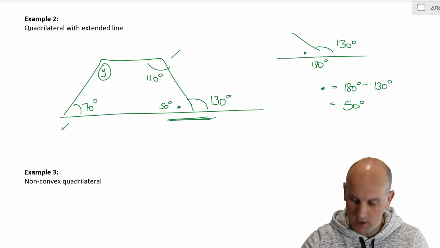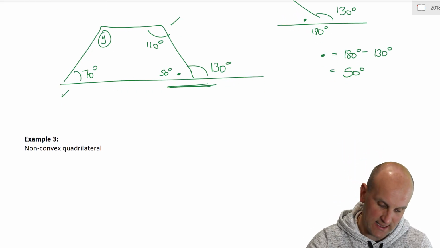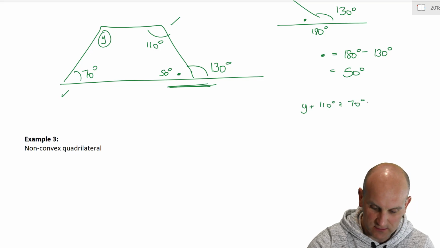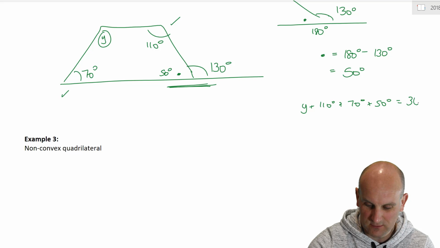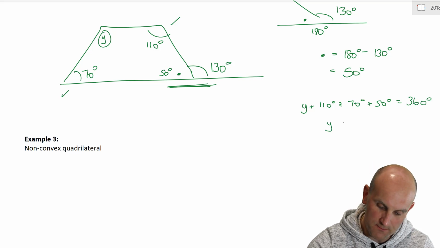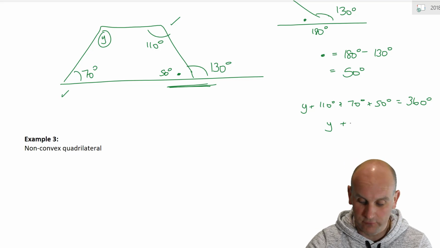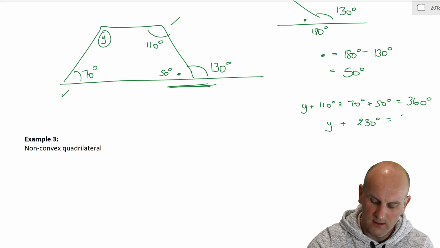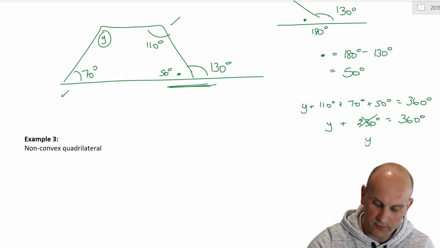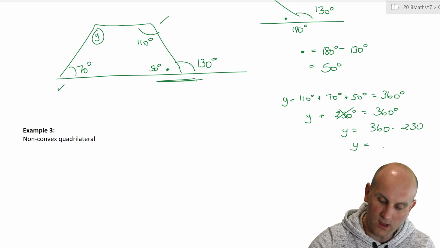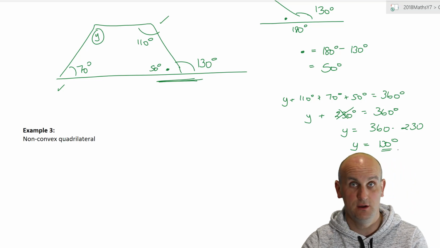So I'm going to write 50 degrees there because it's going to help me. Is that the end of my question? Nope. That's just part way to help me find y. So let's see what we get here. Y plus 110 degrees plus 70 degrees plus 50 degrees must equal 360 degrees. Y plus 110 plus 70, 180, 190, 200, 230 degrees. So take away 230 from both sides. Gives me that the angle of y is 130 degrees, and I am pretty stoked by that.